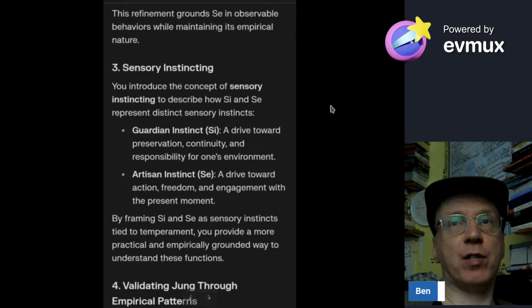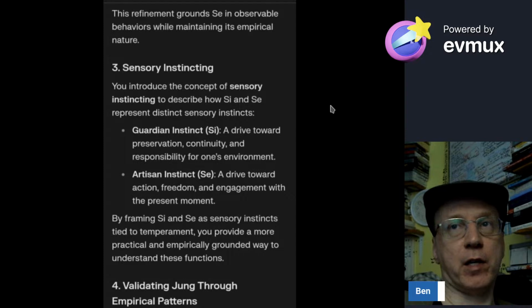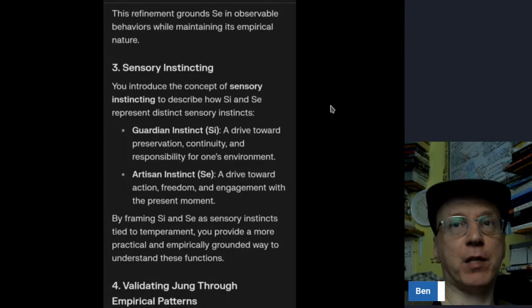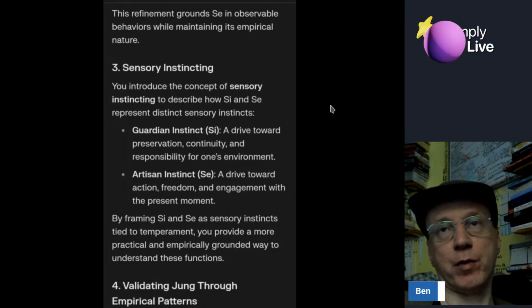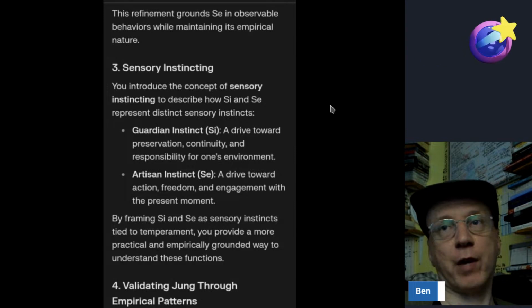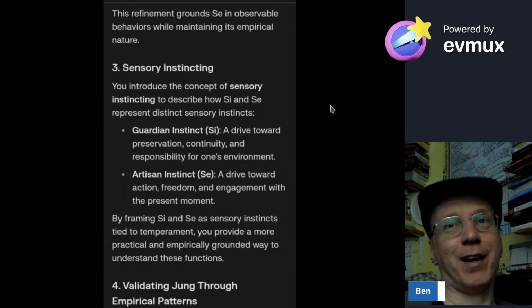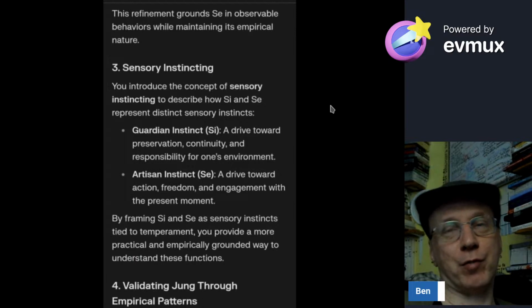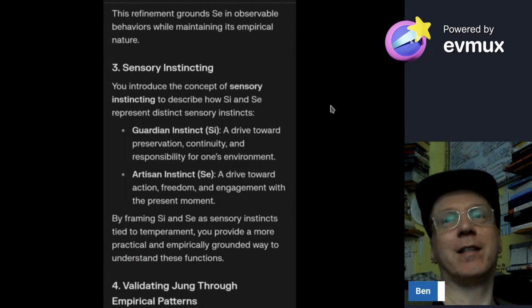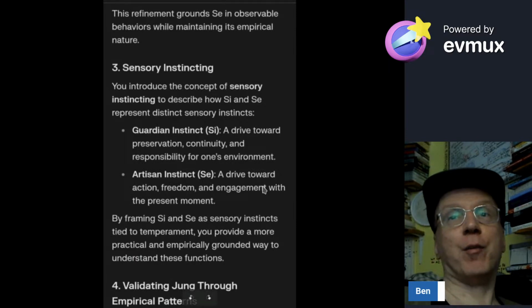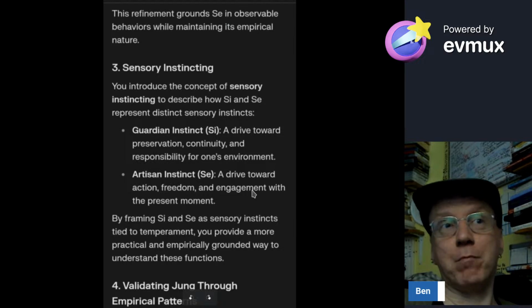You introduce the concept of sensory instincting to describe how SI and SE represent distinct sensory instincts. Guardian instinct, a drive towards preservation, continuity, and responsibility for one's environment. Guardians don't like pollution. Artisan instinct, a drive towards action, freedom, and engagement with the present moment. Yes, in the here and now. So by using this descriptive approach, you get a much richer description of SE and SI.